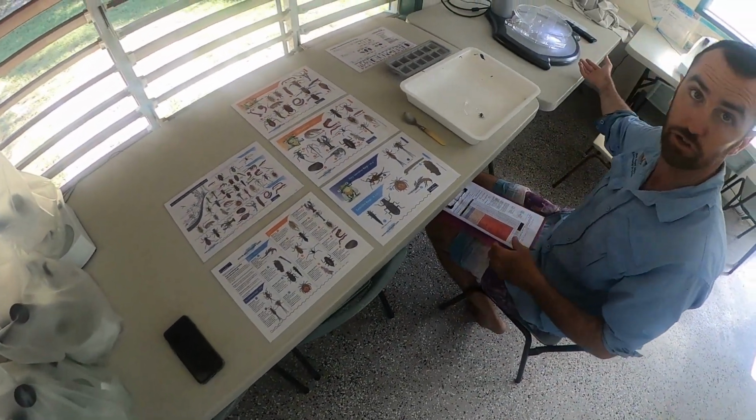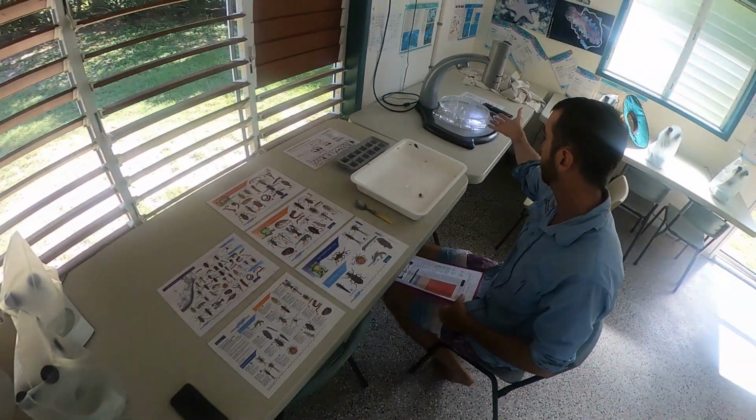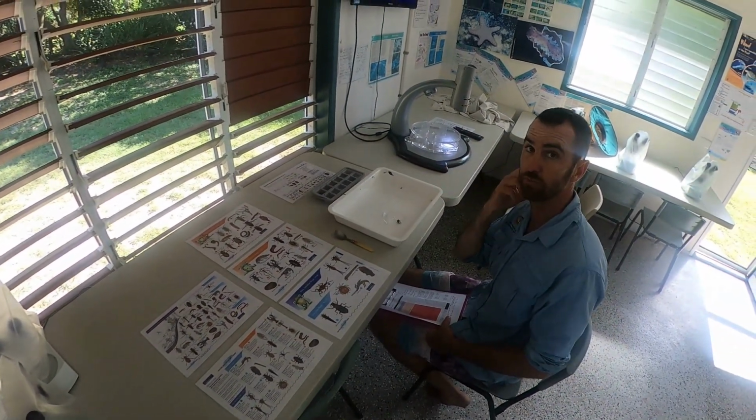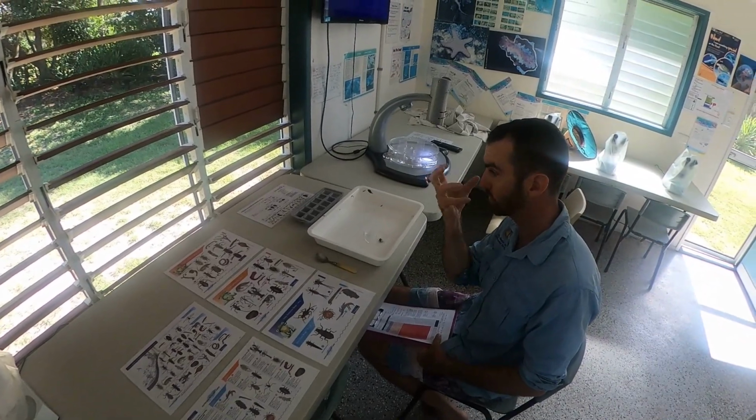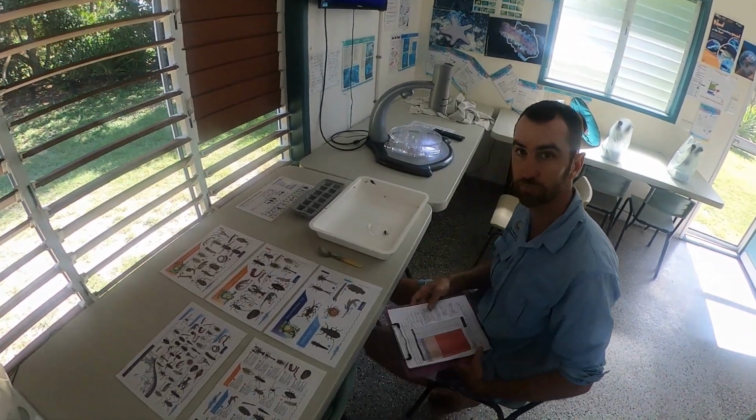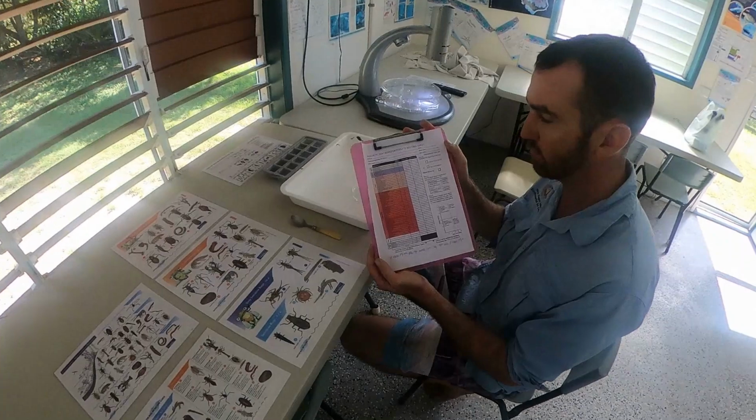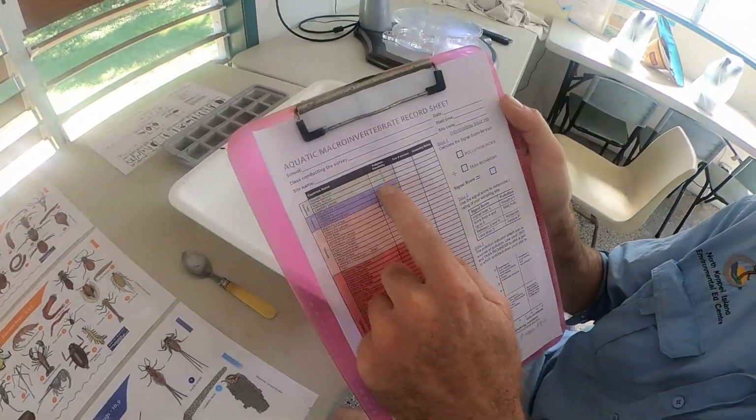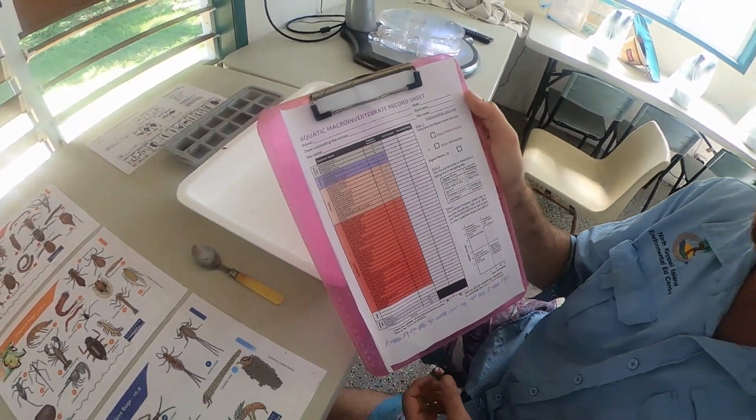Lucky enough, we've got our electronic microscope as well. We'll look at some of these under the microscope to give you a bit more of a close-up look at what they actually look like. We've got this sheet here that we're going to fill out, and it'll give us a score on pollution sensitivity.